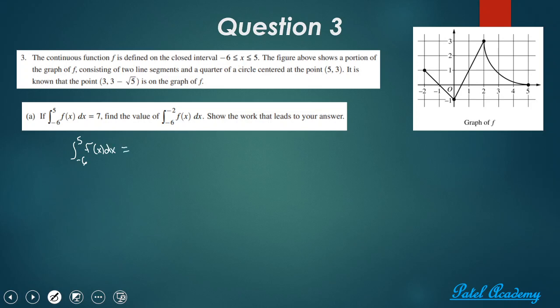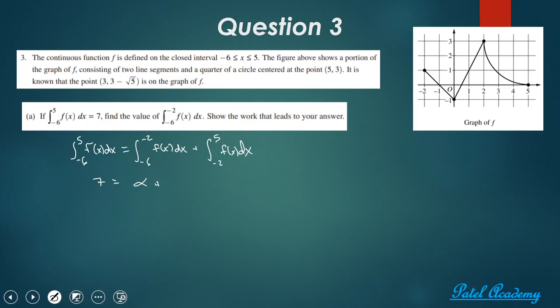Alright, so first of all, what I notice is that I can split this integral. So this original integral is equal to the integral from -6 to -2 plus the integral from -2 to 5. This is just a property of definite integrals that you should know. We're given that the left-hand side is 7. I'm going to replace our unknown value with alpha, and then I'm going to solve for this remaining.